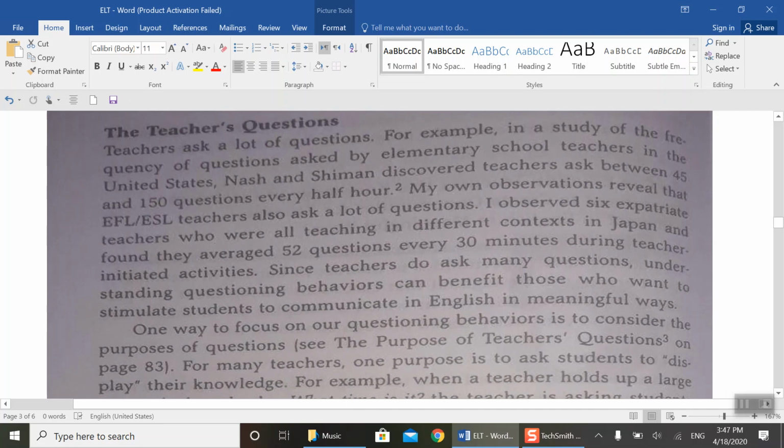Teachers' questions. Teachers ask a lot of questions. For example, in a study of the frequency of questions asked by elementary school teachers in the United States, Nash and Shiman discovered teachers ask between 45 and 150 questions. So this first paragraph talks about how many questions the teachers ask. Some teachers ask 50, 100, 52 questions every 30 minutes. You see?